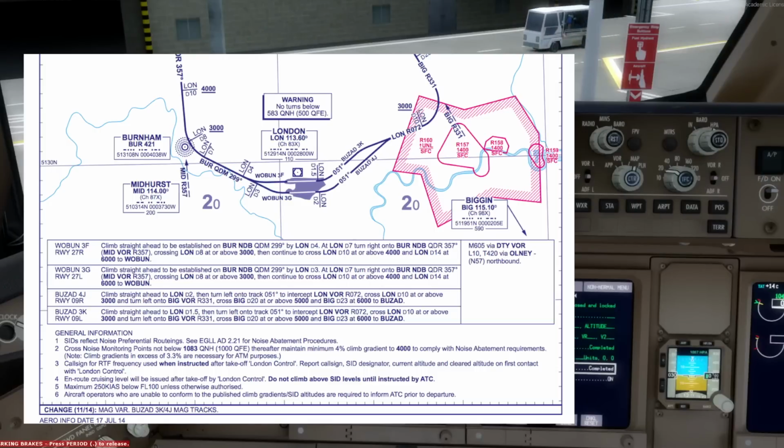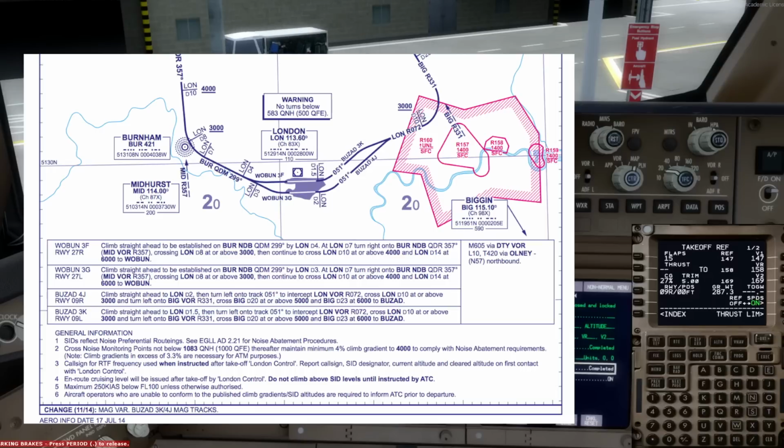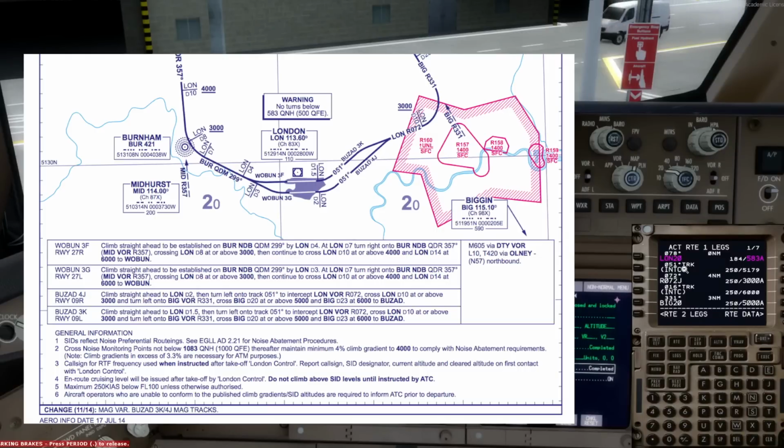So let's climb straight ahead. Let's take a look at our CDU here. Climb straight ahead to the London 2 DME. Then turn left to track 051 to intercept the London VOR 072. There's that. And cross London 10 DME at or above 3,000. Okay, then left turn to the Biggin VOR, crossing Biggin 20 at or above 5,000.